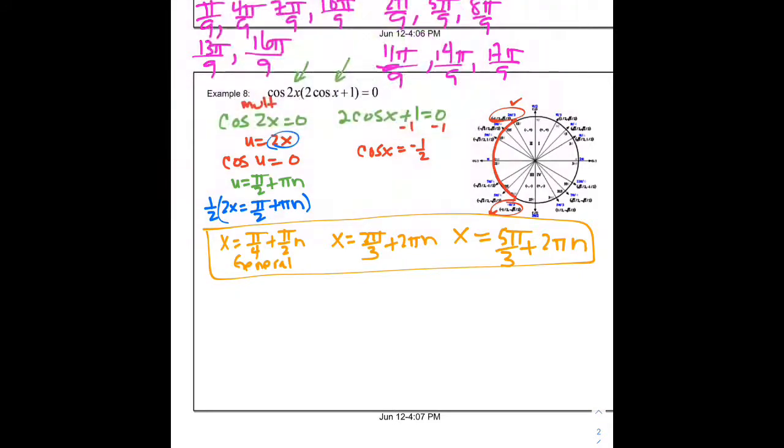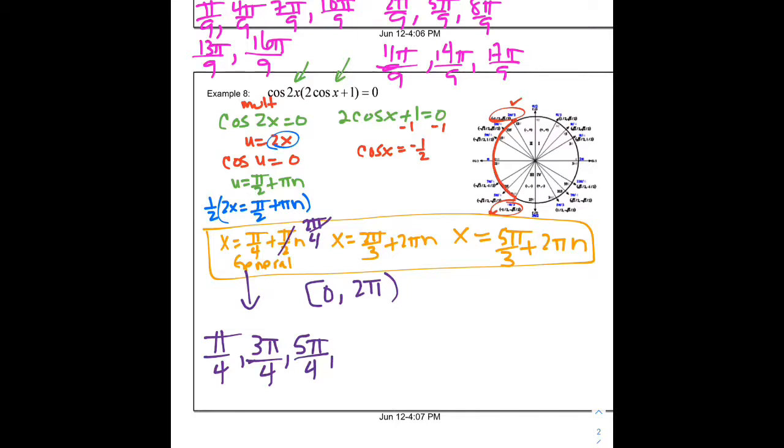If the question asked for specific solutions that were between 0 and 2 pi, we have to go to every factor. So let's take this factor. I would have pi over 4, and if I convert pi over 2 to fourths, that's going to be 2 pi over 4. So I get 3 pi over 4, add another 2 pi, I get 5 pi over 4, add another 2 pi, I get 7 pi over 4, add another 2 pi, I get 9 pi over 4. That exceeds 8 pi over 4, which is 2 pi. So those are my specific solutions between 0 and 2 pi.